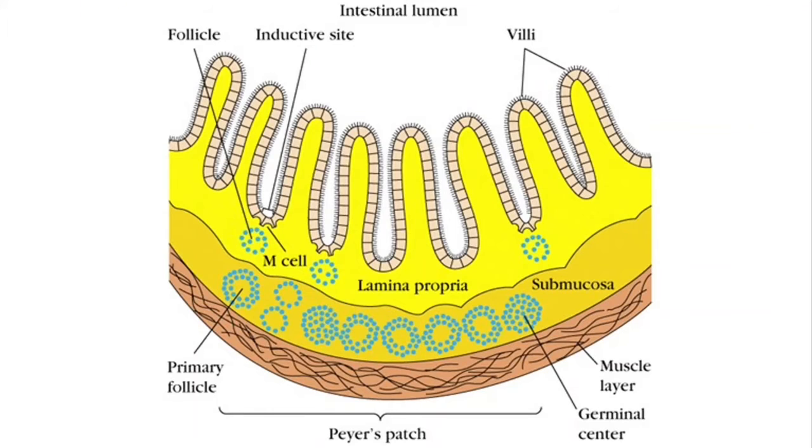This is a diagram of the small intestine where you can see that in the submucosa as well as in the lamina propria there are many lymphoid follicles. The ones that are filled with the blue dots are secondary, they are stimulated, and the ones that have an empty center are the primary ones.